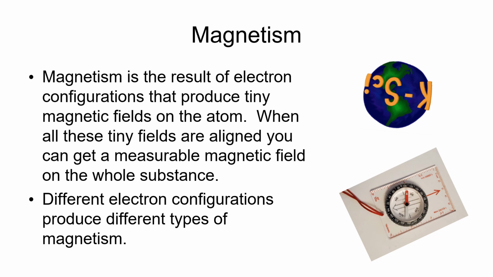So what happens is, at the atomic level, different configurations of electrons will make each atom have a small magnetic field, and you'll get like a north and a south for each atom, right? But the atoms aren't all necessarily oriented the same as each other until you put them into a magnetic field that gets them all to align.